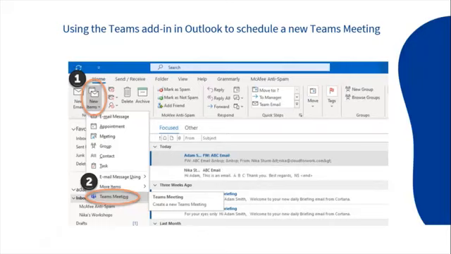So how do I do that? The fastest way is to go to new items, and then from new items, I will go to Teams meeting. And this will enable me to schedule a Teams meeting directly from Outlook, so I don't have to go to my Teams application if I don't want to. And another way of doing this is to click on your calendar in Outlook and then also schedule a Teams meeting from there.